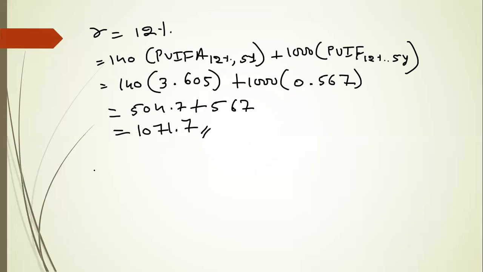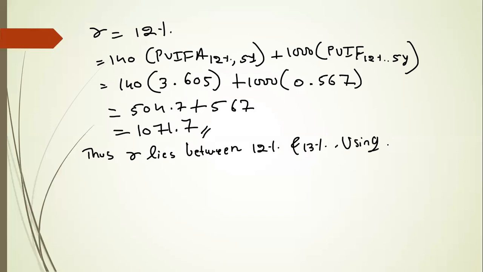Okay. So now we'll write a comment here. Thus, R lies between 12% and 13%. So we use linear interpolation in this range. So let's do it.